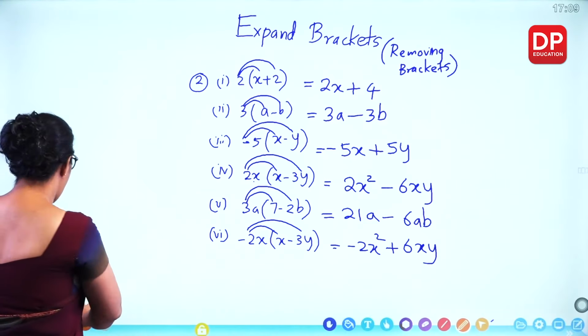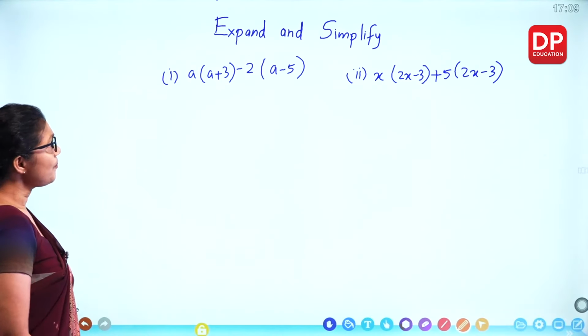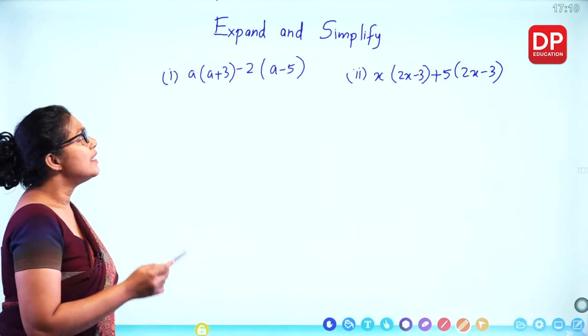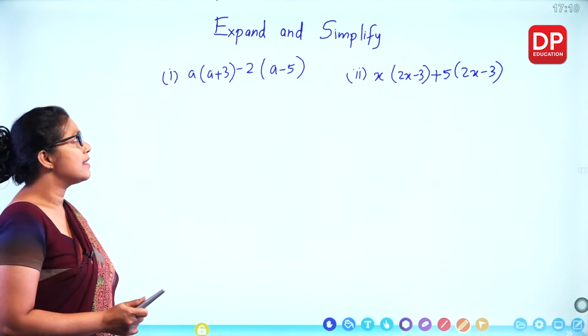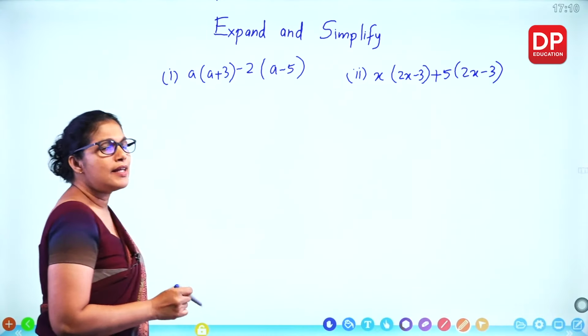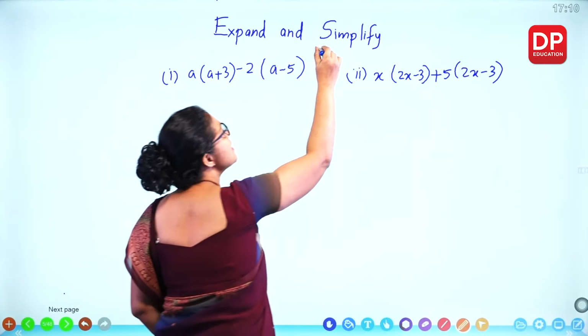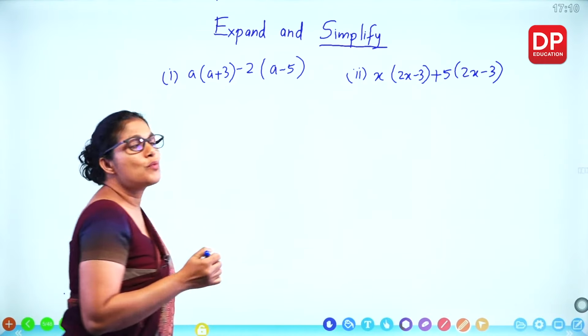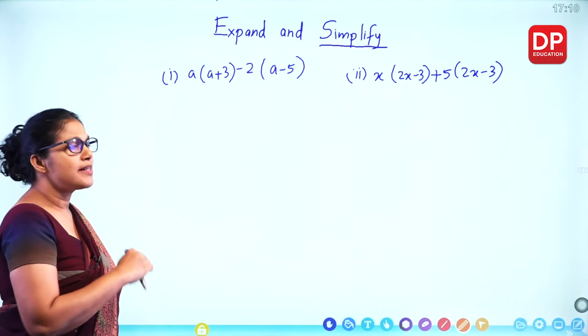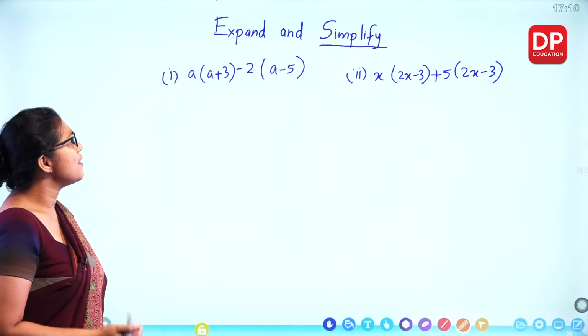Now we'll take some more examples. What's the difference between the previous question and this one? Earlier we just expanded the brackets. Now expand and simplify. When you say the word simplify, that means when you get like terms, you have to add and write down the lowest term. So we'll see what happens here.